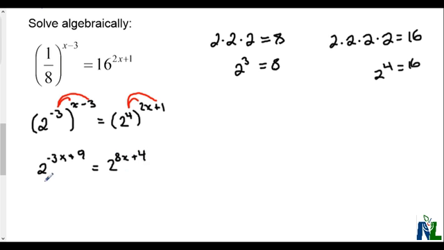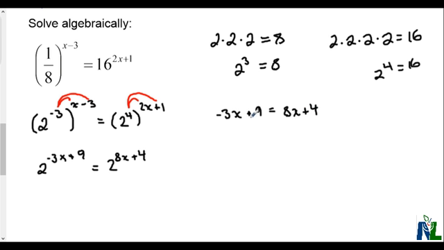Now we know that the only way that these two can be equal would be if the exponents are equal. So now I'm going to equate the exponents. So I'd say negative 3x plus 9 is equal to 8x plus 4.